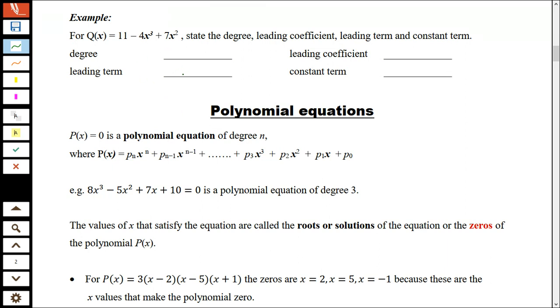And here we go. Now what's the degree? We've got to find the term with the highest power. This is the term with the highest power. So you can see the highest power is 3, the degree is 3.